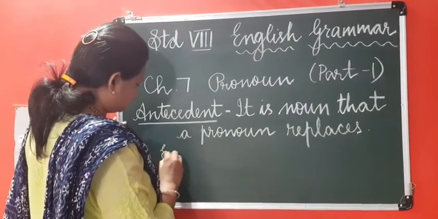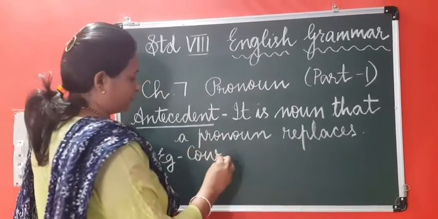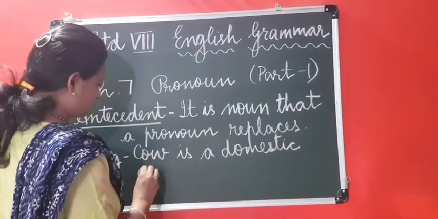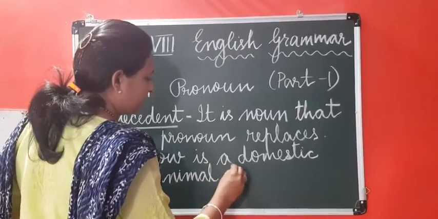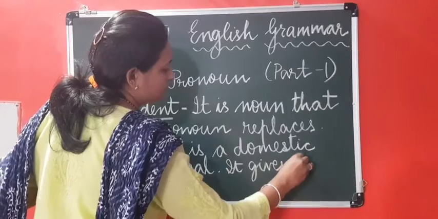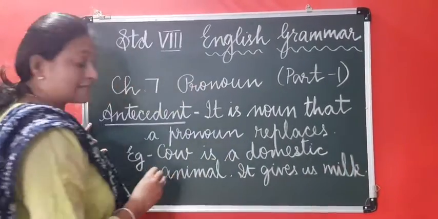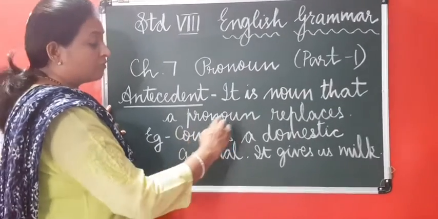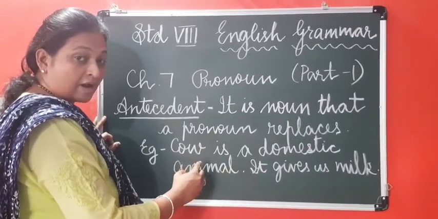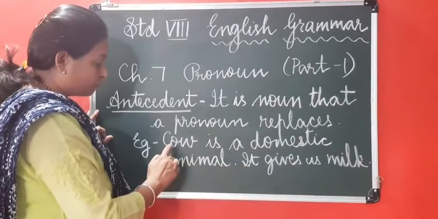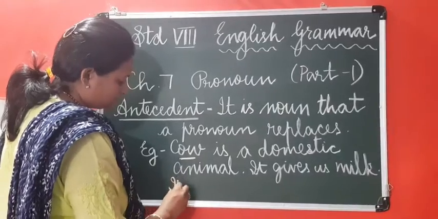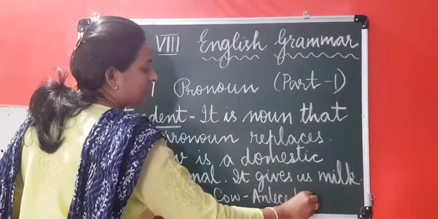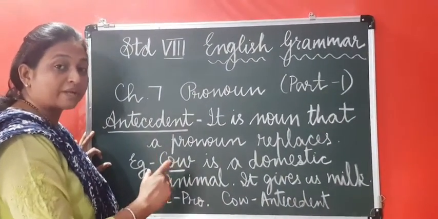For example, I'll take the same example which I have taken before. Cow is a domestic animal. It gives us milk. Now in this sentence, the noun cow has been replaced by it. Cow is the noun which has been replaced by the pronoun it. So what is the antecedent? The word which the pronoun replaced, and which is that word? Cow. So here it is the pronoun and cow is the antecedent. Is it clear, children? Antecedent is a noun to which a pronoun is being replaced.